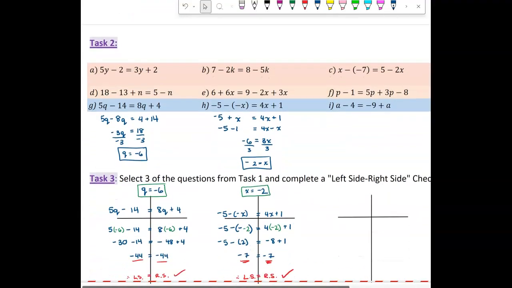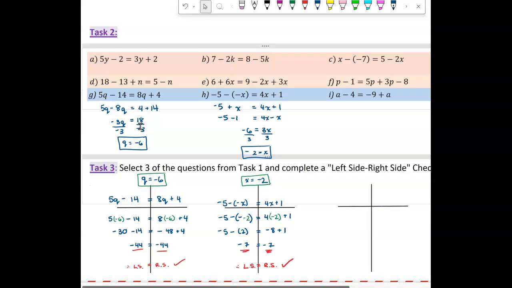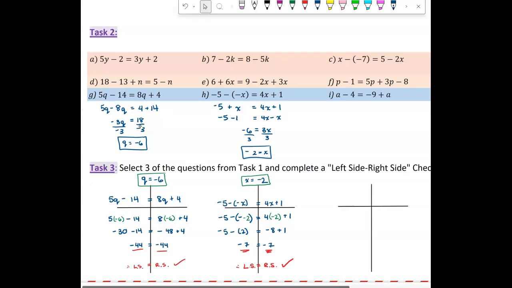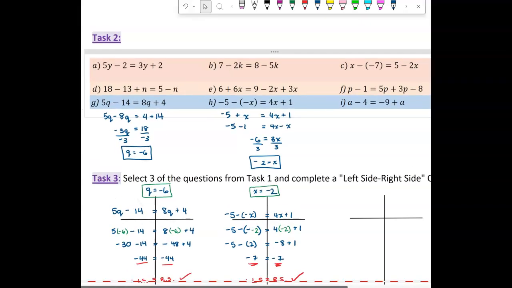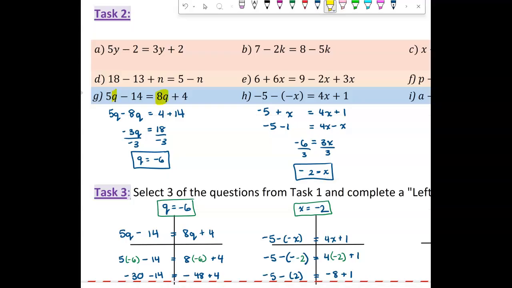So try out a bunch of these questions. I've done two here so that you can see two examples done. I have 5q minus 8q. This one actually comes from this equation here: 5q minus 14 equals 8q plus 4. Our variable terms are here and here, so we're going to bring it over to this side. When I bring it to the other side, it becomes the opposite sign. So a positive 8q over here would be a negative 8q on this side, which is contrary to the negative 14 and the positive 4.